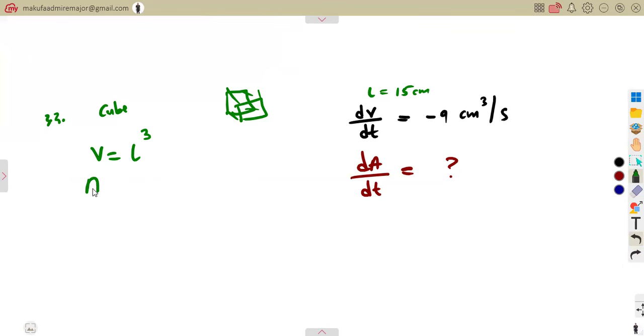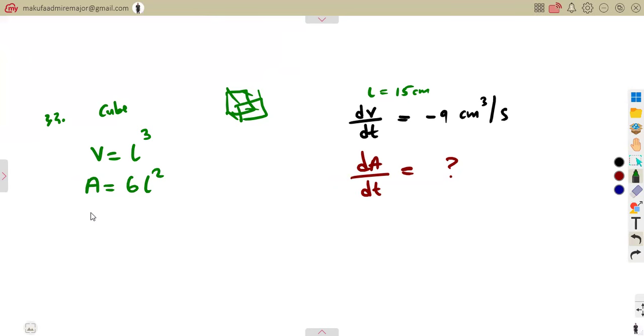What about the area? The area, which is the total surface area. Remember, a cube has 6 faces. Each face has an area of side squared. In terms of mine, that's L squared. This is the expression of the area.